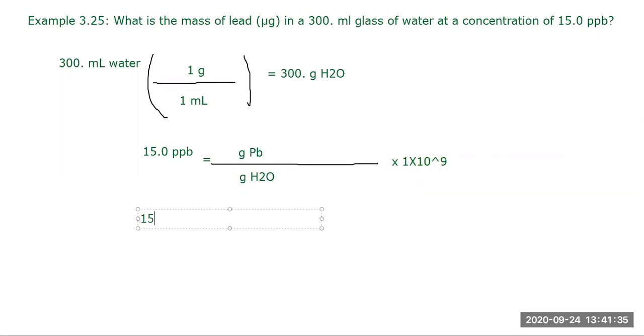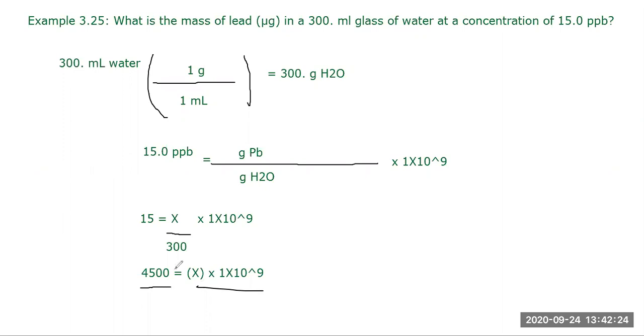Or 1 with 9 zeros after it, whatever you prefer. Now let's plug everything in. We get 15 is equal to, let's call our grams of lead X, since we're solving for X, multiplied by 1 times 10 to the 9th, over how many grams of H2O I have. That's what we solved for before: 300. First I'm going to multiply both sides by 300 to get that out of my denominator. That gives me 4,500 is equal to X multiplied by 1 times 10 to the 9th. Next I'm dividing both sides by a billion, 1 times 10 to the 9th.